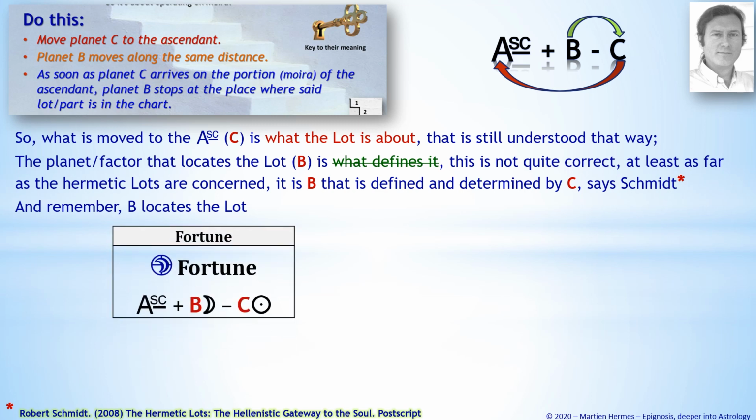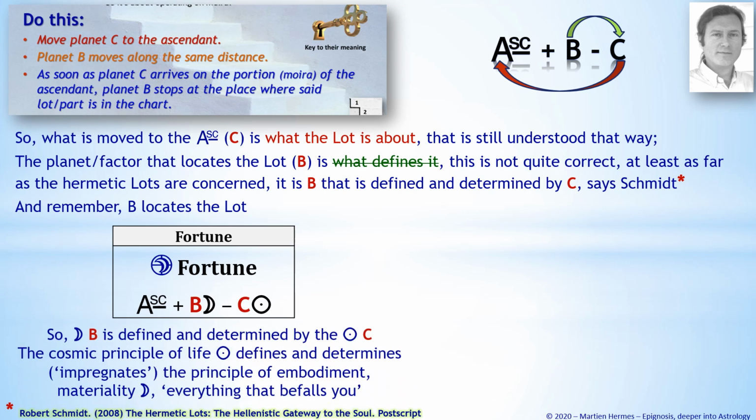So let's have a look at that, because when we look at fortune, you can see that it's the ascendant plus the moon minus the sun, and the interpretation has to be something like this. So the moon is defined and determined by the sun, and that's the cosmic principle of life. The sun defines and determines, sort of impregnates, the principle of embodiment and materiality which is signified by the moon. And that has to do with everything that befalls you, because it's already been produced in reality. It's a fact of life, so to speak. So that's for the part of fortune, the ascendant plus the moon.